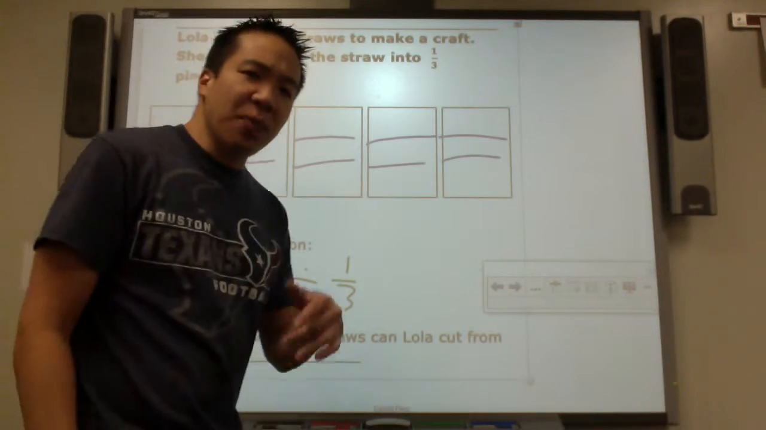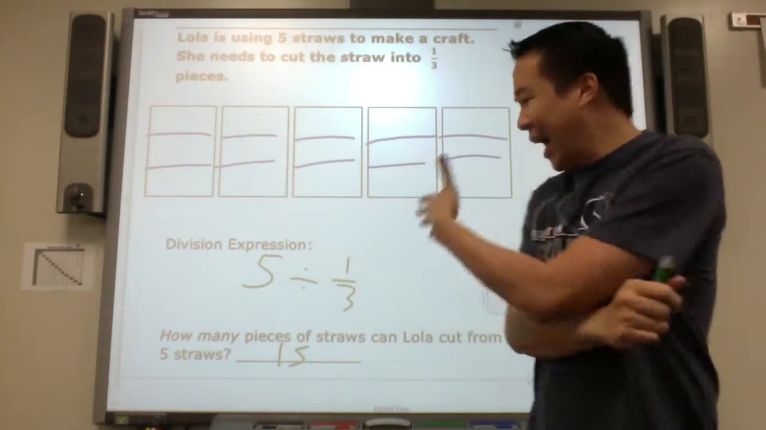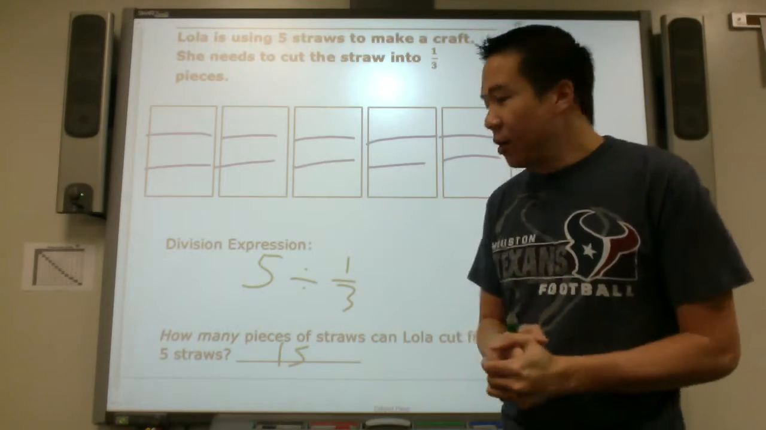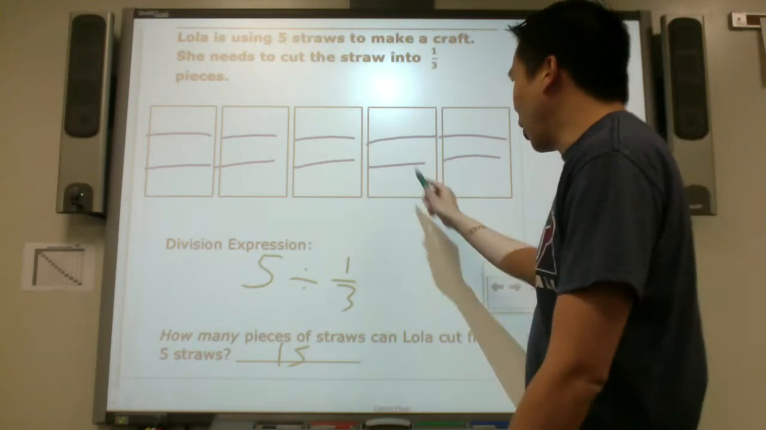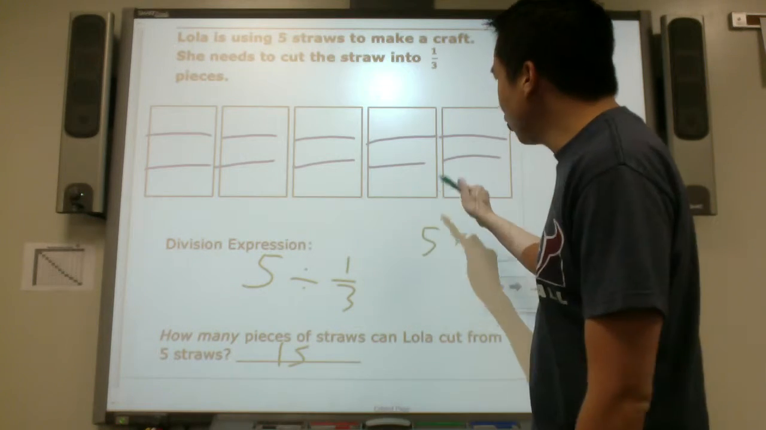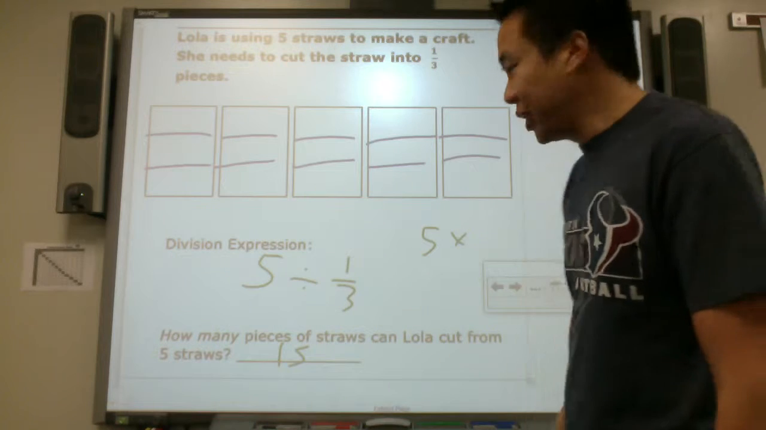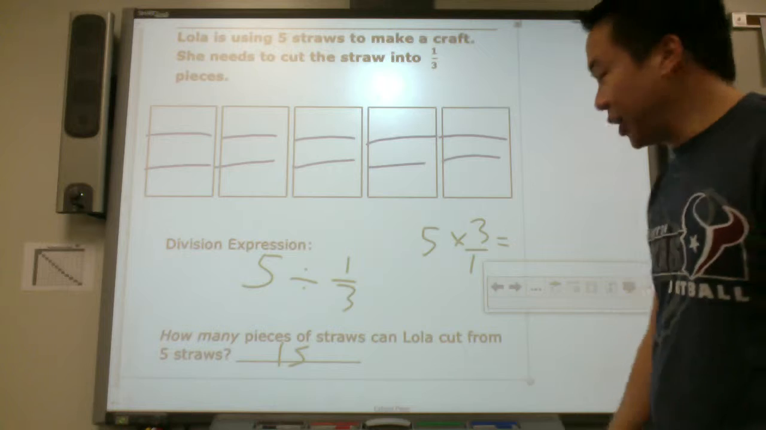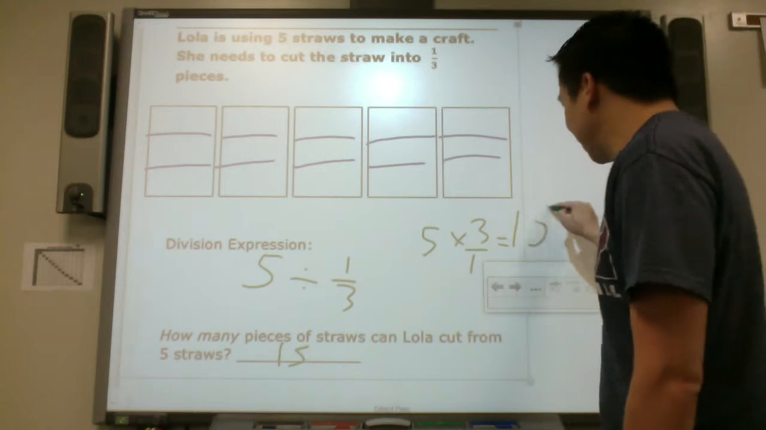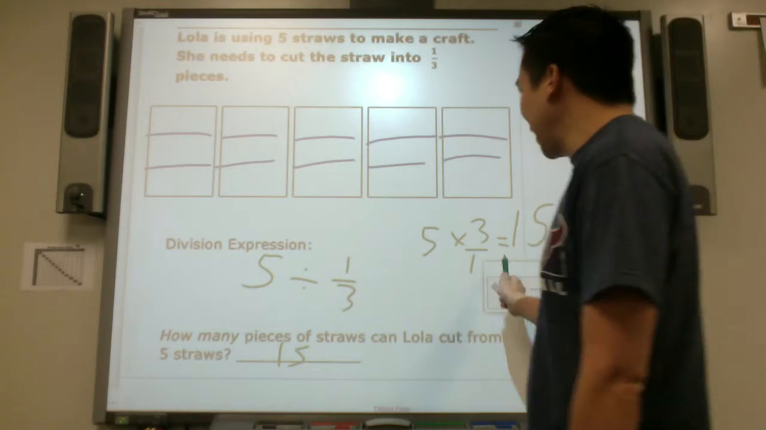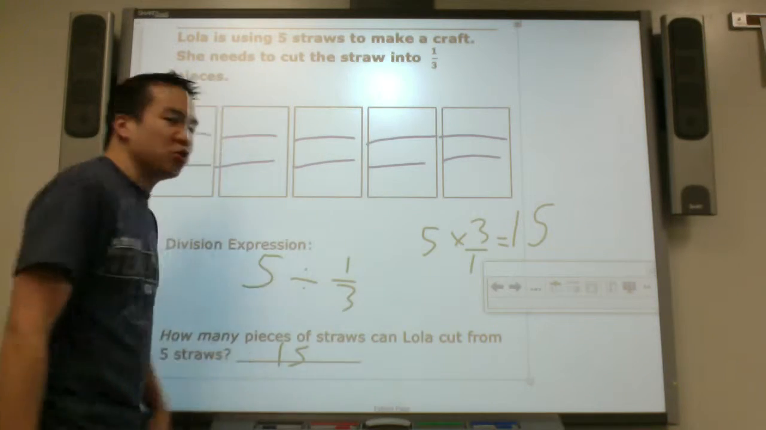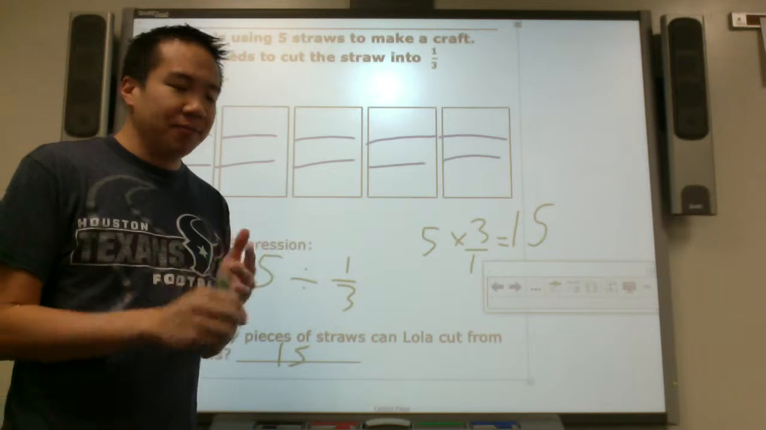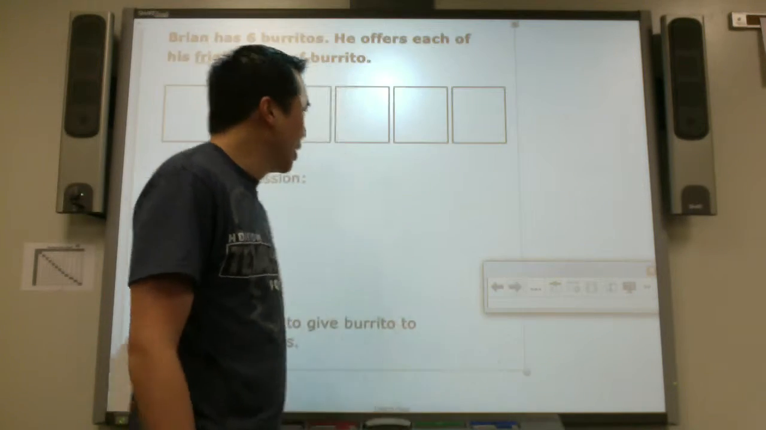I wonder, did you come up with another way to get 15 without drawing it? Anybody in this class? The way I did it, I thought, well, I know there's 5 straws, and each straw has how many pieces? 3 of them. So I multiply 5 times 3 over 1, or 5 times 3, and I got 15. So I wonder how I came up with this 15 without drawing it. Anybody know yet? Nope. All right, let's try another example.